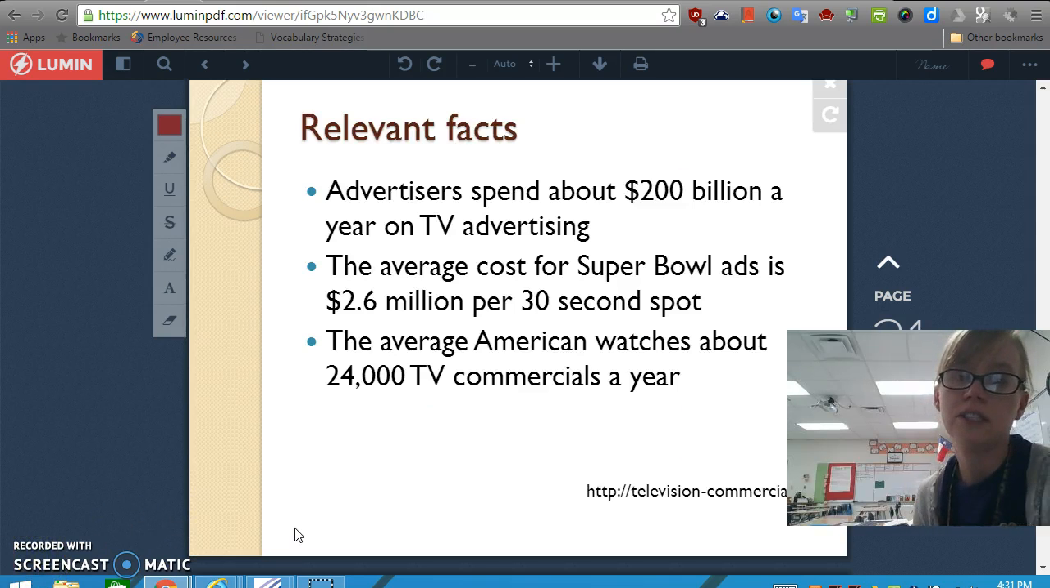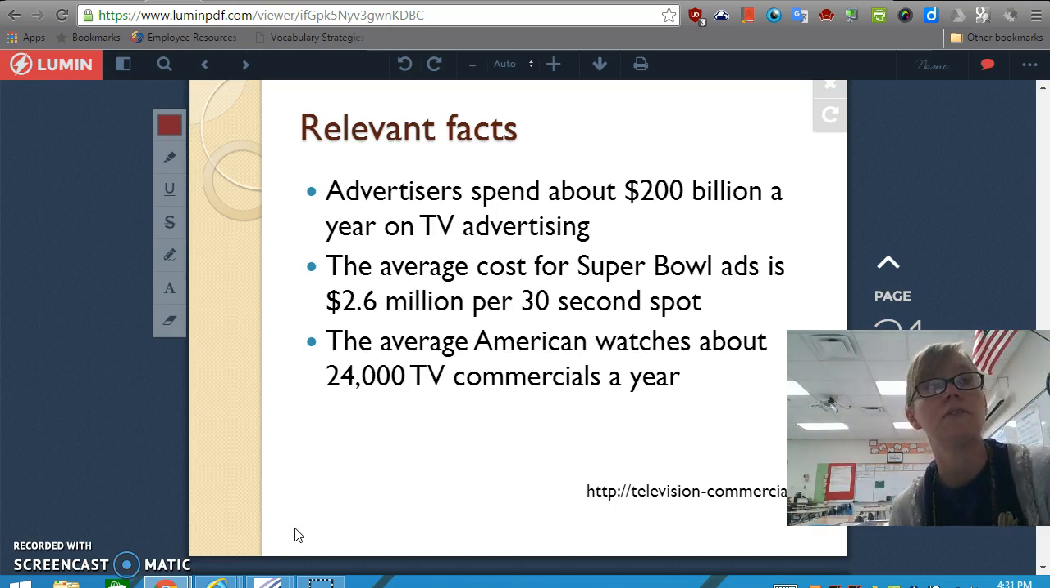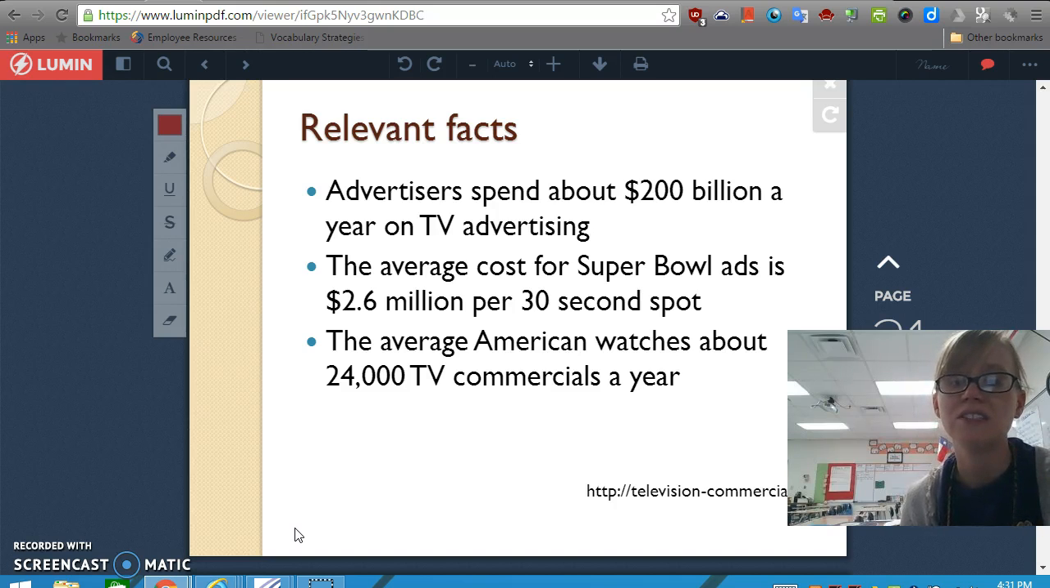All right, so here are some interesting facts. Advertisers spend about $2 billion a year on TV advertising. I've had this PowerPoint for a couple years now, so I would say that's even gone up more now. The average cost for a Super Bowl ad is $2.6 million for a 30-second spot. And the average American watches 24,000 TV commercials a year. So when we talk about what's influencing us, ads are definitely influencing us.